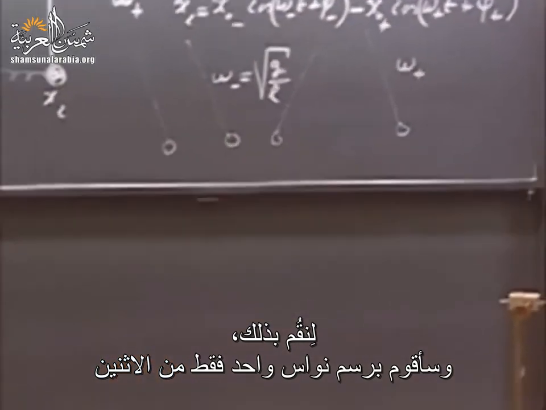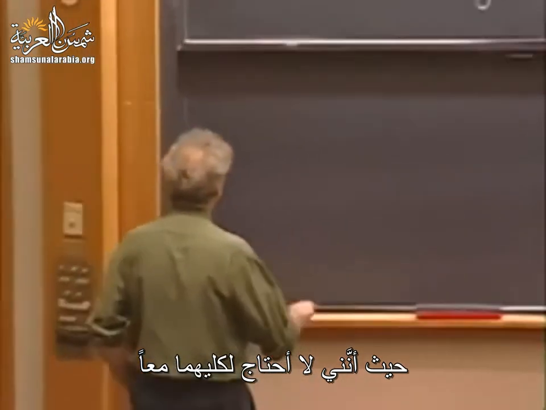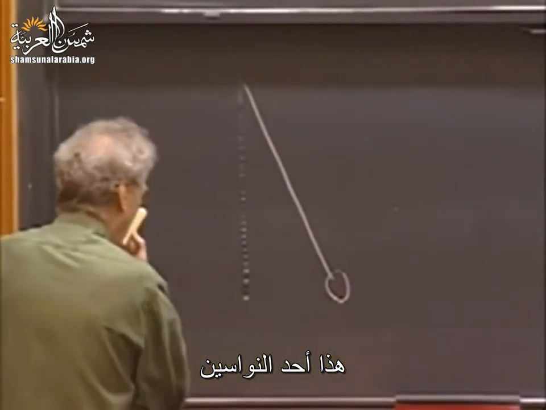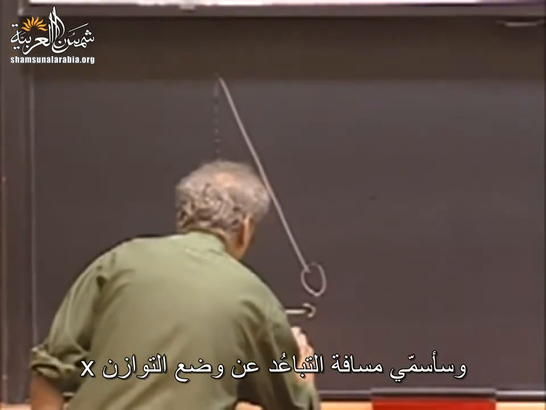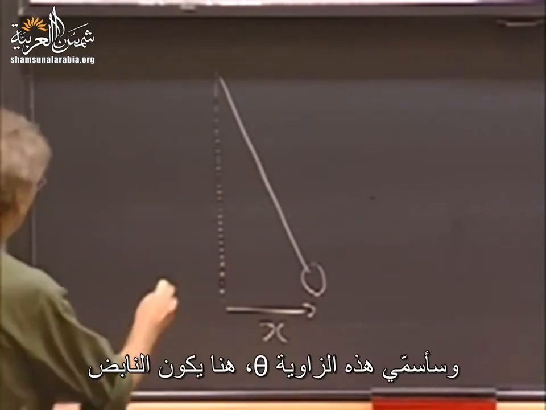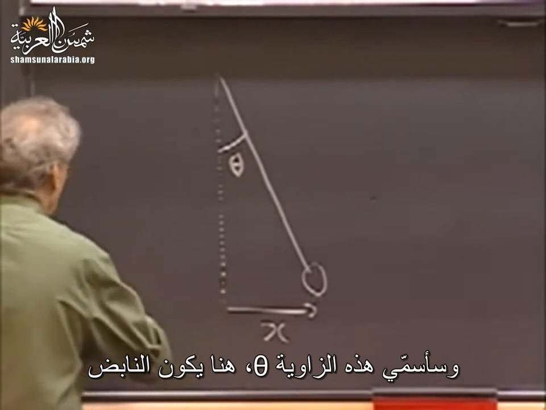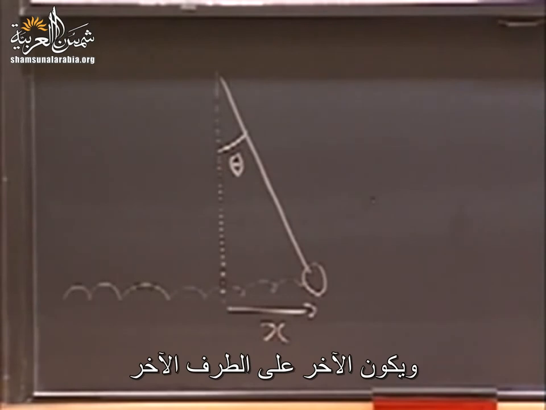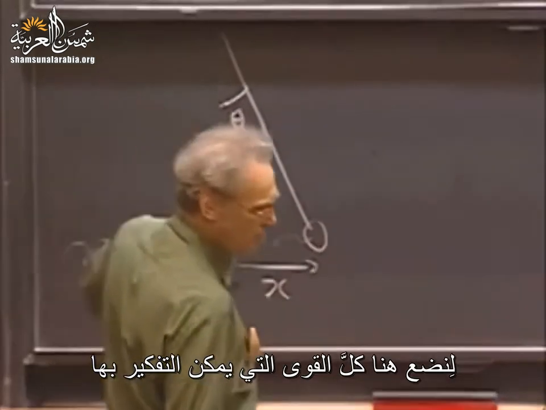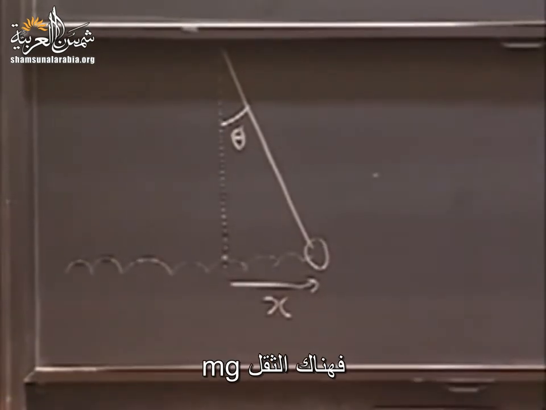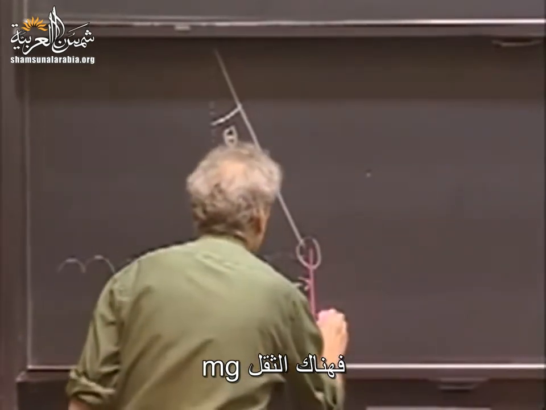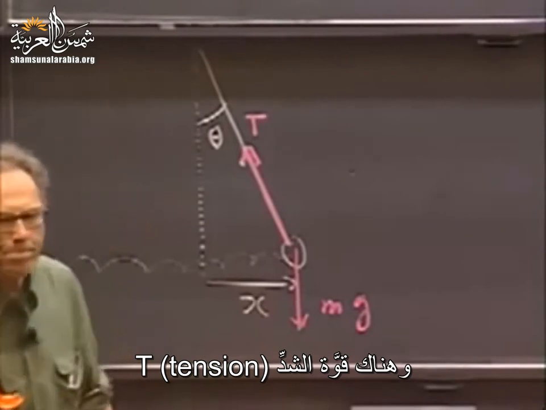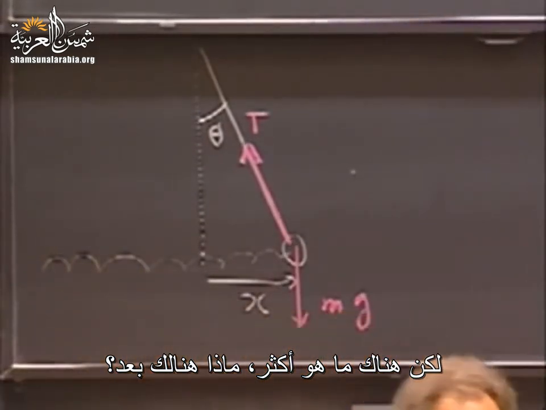And I will only make a drawing of one of those pendulums. I don't need them both. So here is one of those pendulums. And let this separation, this distance be x from equilibrium. And I call this angle theta. And so here is that spring. And the other one is on the other side. Let's put in all the forces that we can think of. So there's gravity, mg. There is tension, T. But there's more. What else is there?